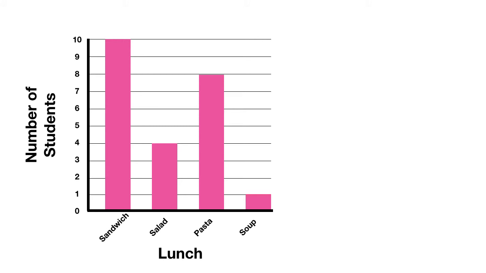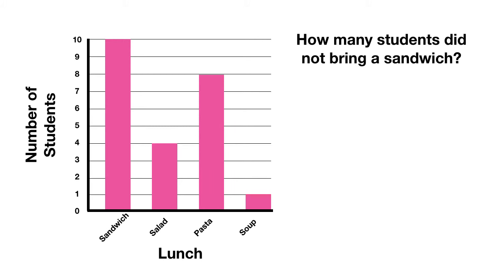Now it's time for you to try on your own. This graph shows the number of students that brought each type of food for lunch. Our first question is, how many students did not bring a sandwich? Well, to answer this, you need to add up all of the bars except for sandwich. You could start with salad, which makes it up to 4. 4 students brought a salad. Then you could add in pasta.